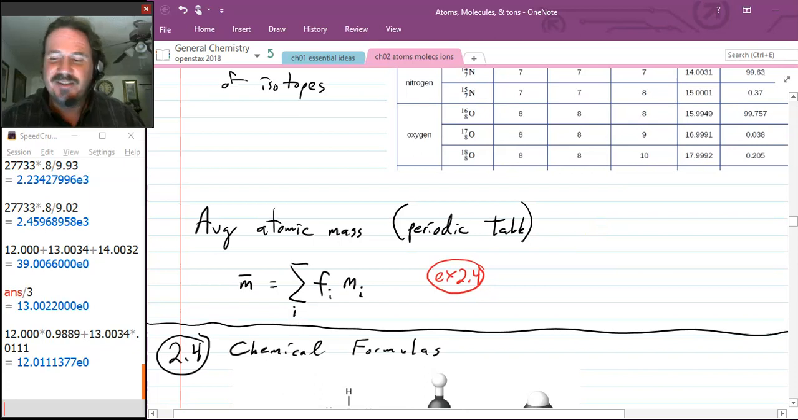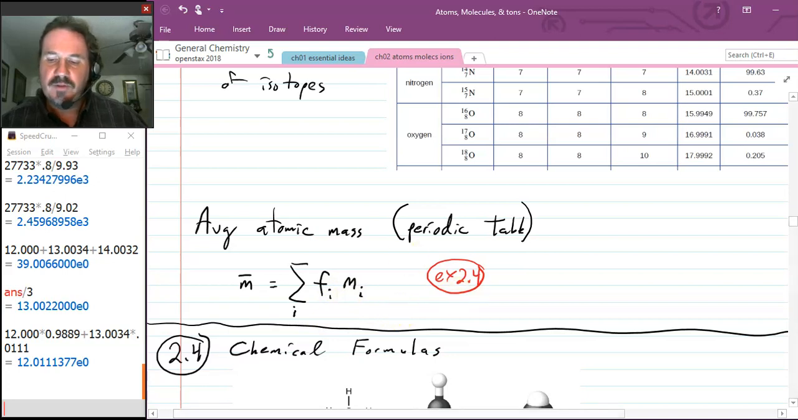Actually, it does conclude the section, but let me point out one last thing. Here's the actual equation to calculate the average mass. Mass with a bar over the top just means average, at least that's one way to indicate average. The fraction, that is to say the relative abundance, of the ith isotope is multiplied by its mass, where i is just the counter. This capital sigma just means sum, add them all up. So the average mass is just the sum of the fraction times the mass of each individual isotope.